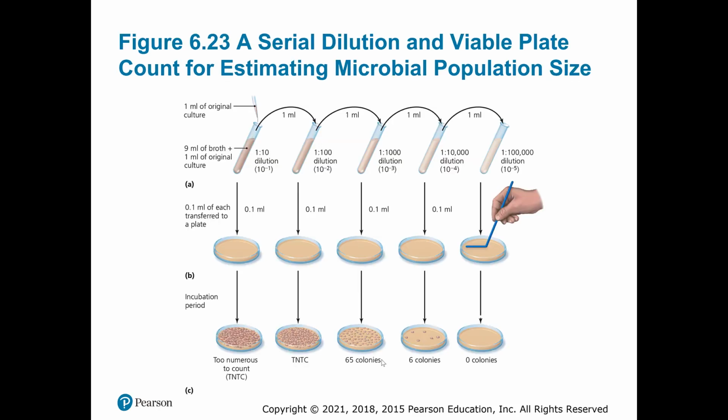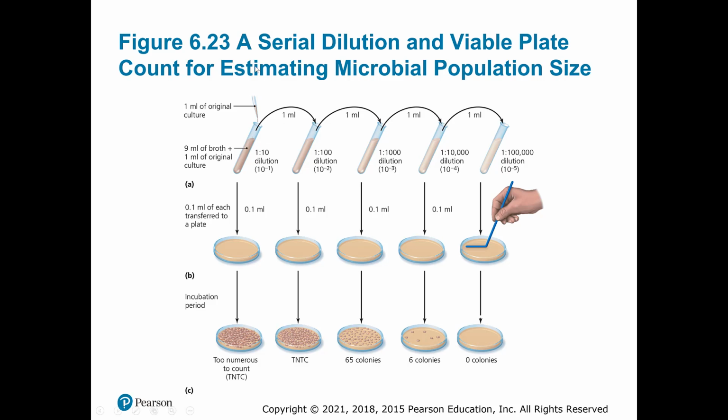So the first method is something we do in the lab. This is a serial dilution and a viable plate count. So the purpose of this is you want to estimate or determine how many cells are in 1 milliliter of a culture that you have. You have a tube of E. coli. There are billions of cells in there. You cannot possibly count all of those yourself. You want to know what's just in 1 milliliter of that. And even that is too many to count.